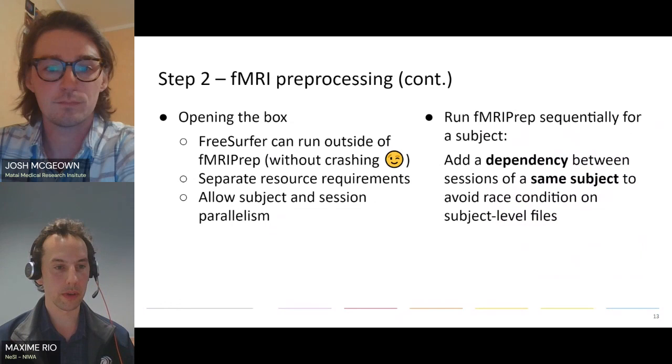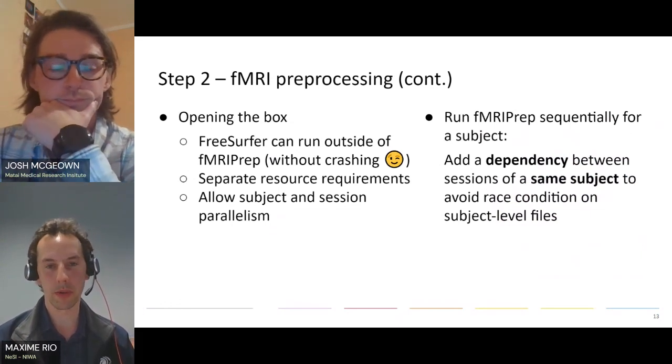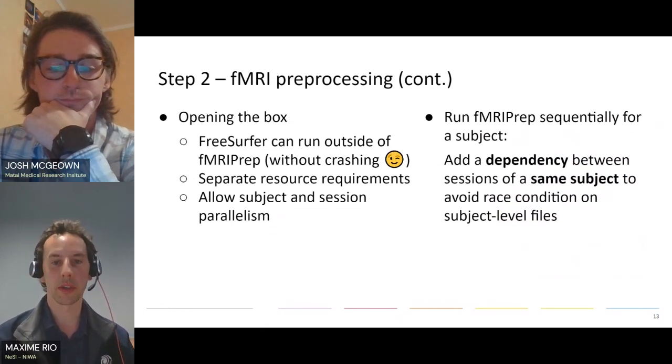And to allow for subject and session parallelism, we had to do a little bit of an ugly trick, which is only for fMRIPrep. Same story as with UDConf before. There are some files that can cause race conditions, so we injected a kind of fake dependency. So for a given subject, you only run one fMRIPrep task at a time.